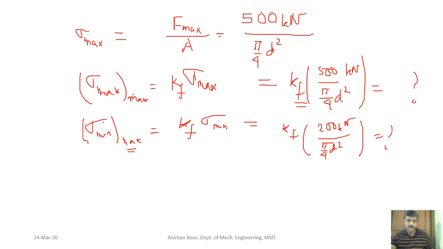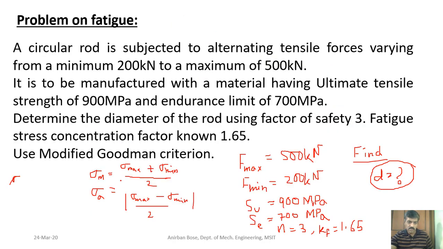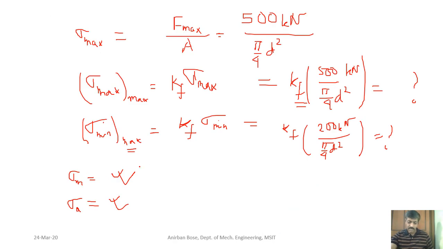So you can find sigma max and sigma min, and after that the remaining portion is easy. You find sigma mid range, that is the summation of these two divided by 2. So this value plus this value divided by 2. Similarly, find sigma a, that will be sigma max minus sigma min divided by 2, and take the modulus of that. So you can now find these two quantities. I think you have understood. Then what will be the next step?